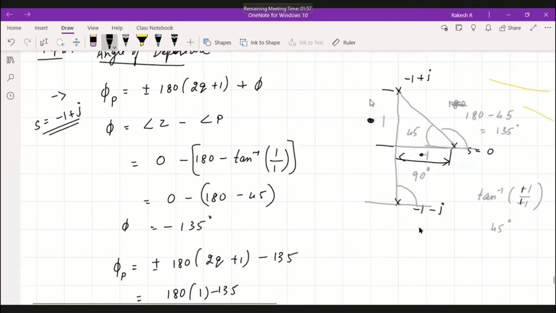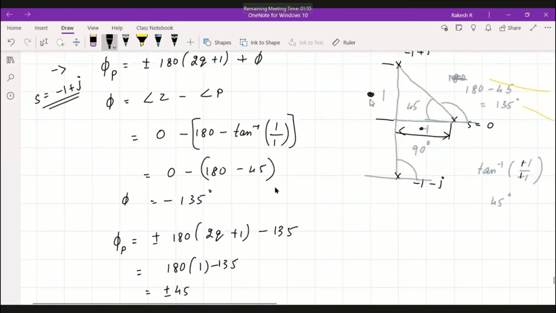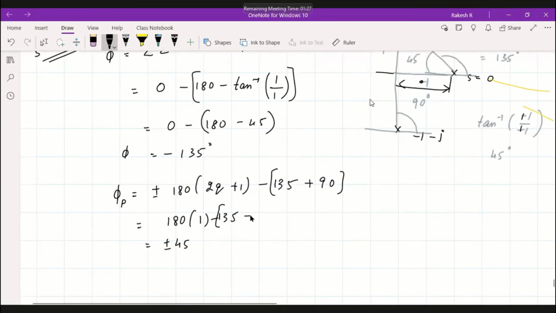Here we have done a little bit wrong. We have only considered this side, that is 135 degree. But what about the other side? I need to add 90. The poles will be one pole at s equals 0 and another pole at minus 1 minus j. So this will be 135 plus 90 degree here. So this will not be 45.